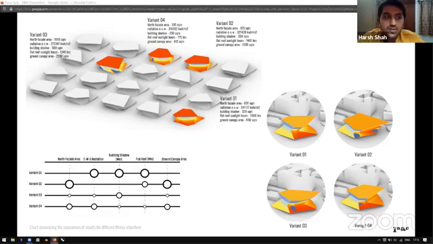Next, we move on to design elements. Sachin will continue.